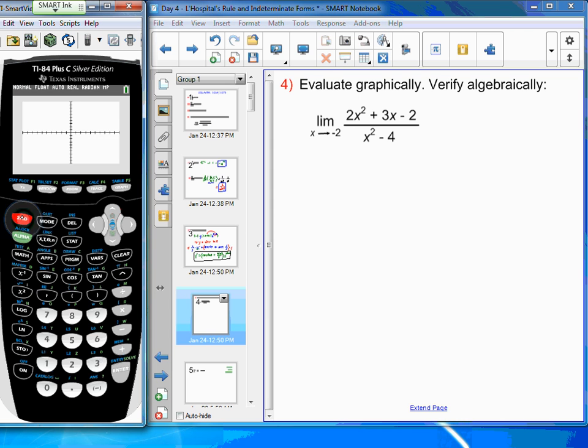I'm going to go ahead and clear out and zoom 6 to get a standard viewing window. Let's everybody go ahead and take a look. We will need our graphers later today to do some verification. So let's take a look at my original: 2x squared plus 3x minus 2 over x squared minus 4.